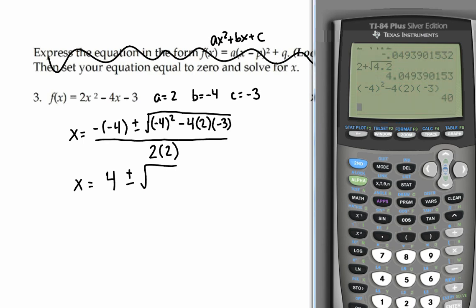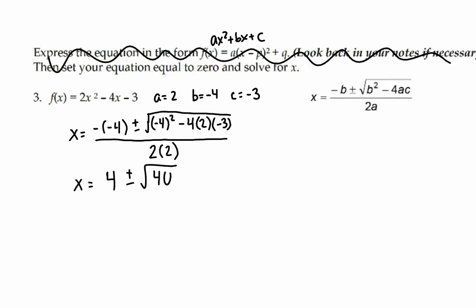So you get 16, and then -4 times 2 times -3, that becomes +24. Because 4 times 2 is 8, times 3 is 24, and the two negatives become a positive. So we have 16 plus 24, or 40. Would you agree? All over 4.